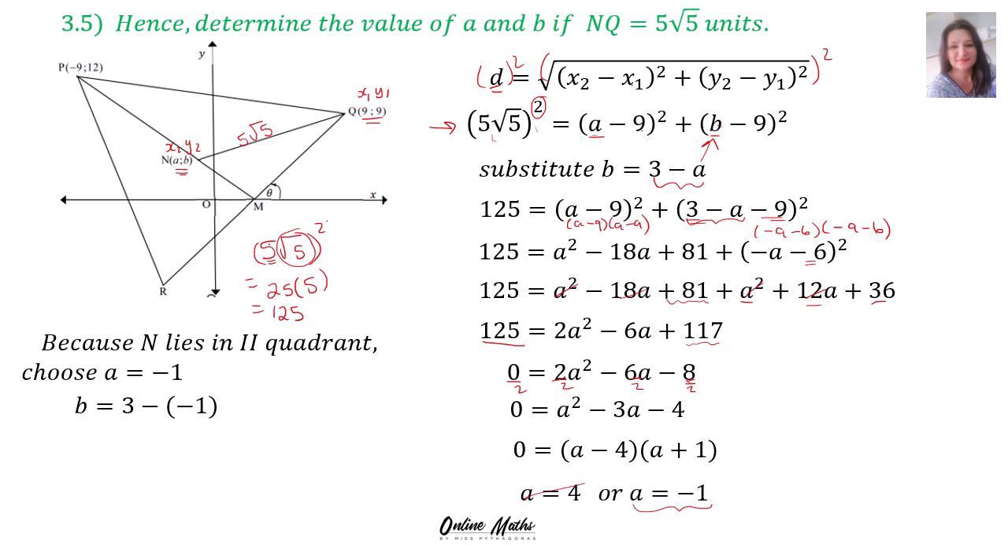Let me do this for you. I left out a step. B is equal to 3 minus A. That's better. So in A's place, we substitute negative 1. A minus times a minus is a plus, and then B's value is 4.